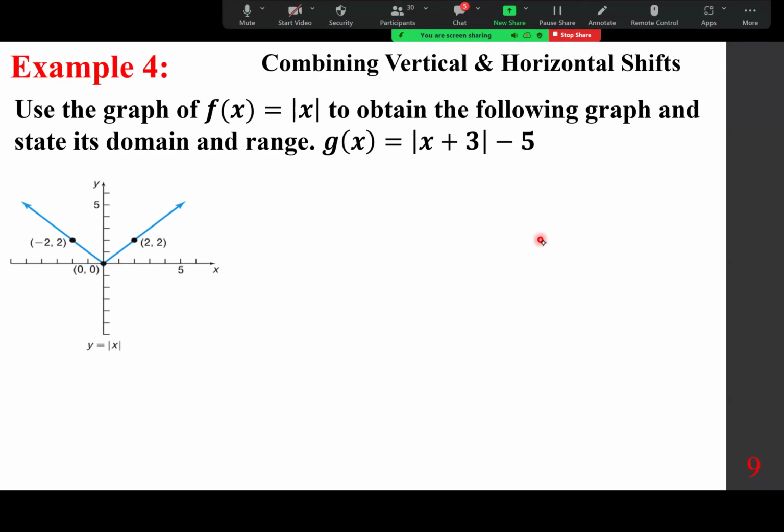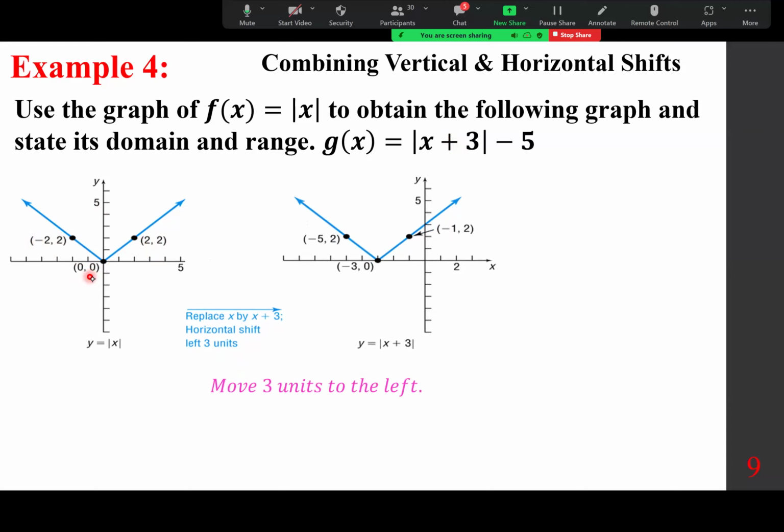So first and foremost, this is the basic V-shape absolute value graph. It's one of those elementary functions. First, with this plus 3, we are going to shift it to the left by 3 units. When we do that, for example, this one becomes minus 3. So all the x coordinates, subtract 3. So this becomes -5, 2. This becomes -1, 2. This becomes -3, 0. And those 3 points are good enough for you to give you the graph.